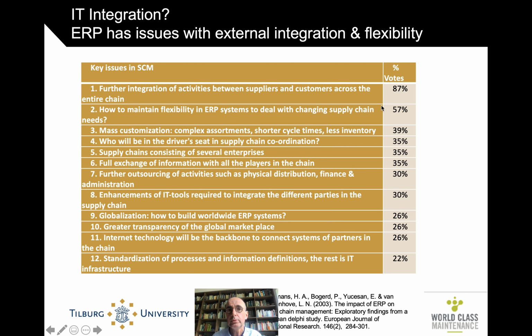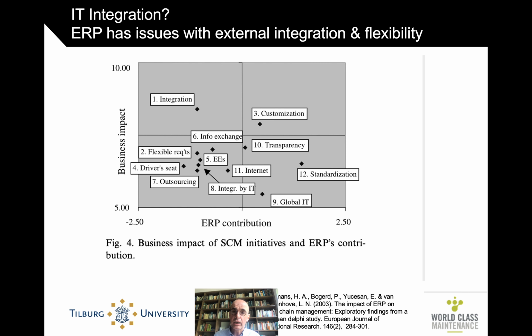They saw issues with the integration across the supply chain, and with the flexibility needed to adapt to changing business practices, as these ERP systems were huge and not really flexible. Mass customization: who will be in the driver's seat? Our experts then mapped many of these issues on a 2x2 scale, on two dimensions: how much ERP would contribute to supply chain management, and what would be the impact.